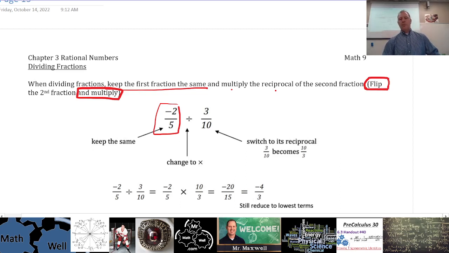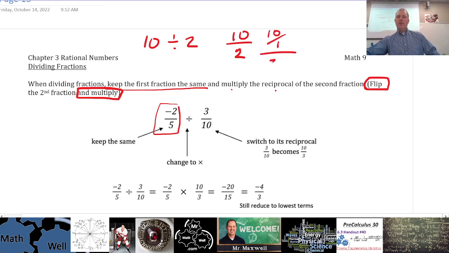How can I explain this to you that might make sense to you? If you take a regular number like 10 divided by 2, and if you write it like this, 10 over 2, that's the same thing, right? Well, if you were to treat each of these as fractions, 10 over 1 divided by 2 over 1, you would get the answer of 5 if you focused on this fraction that you're dividing by.